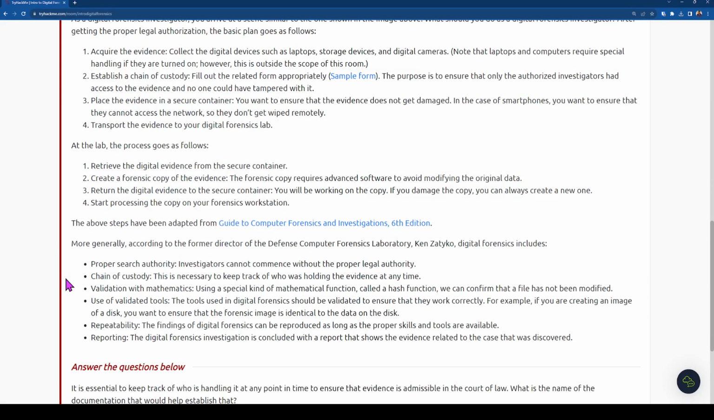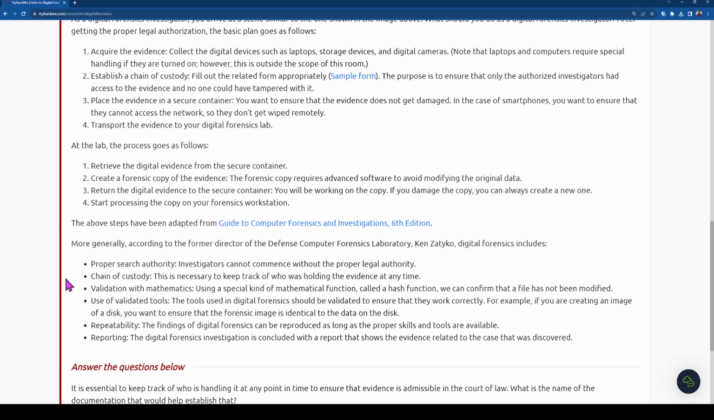At the lab, the process goes as follows: retrieve the digital evidence from the secure container, create a forensic copy of the evidence. The forensic copy requires advanced software to avoid modifying the original data. Some of those software tools could be like EnCase or, I forgot the name of it right now. Oh, FTK Imager. FTK Imager.